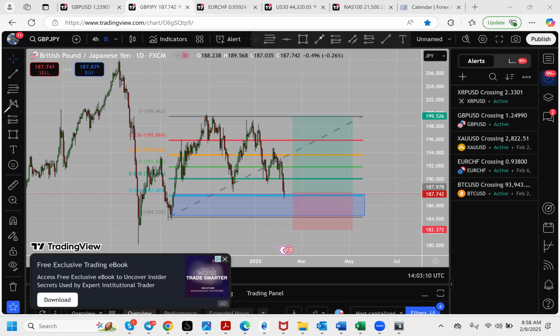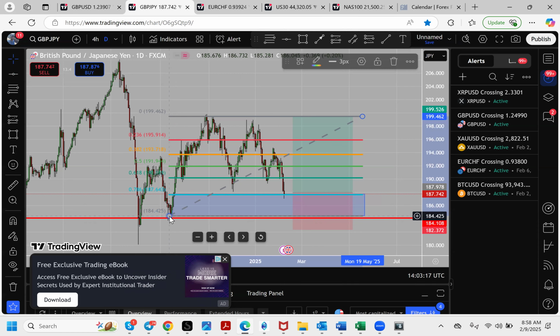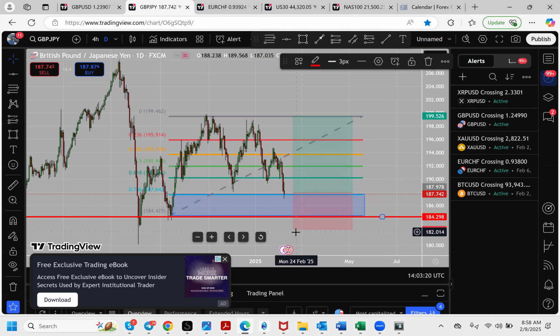So this is a trade, you just gotta be mindful of market structure and where we are in the cycle. So if we break this red line, then we know potentially this trade is going down to the downside.